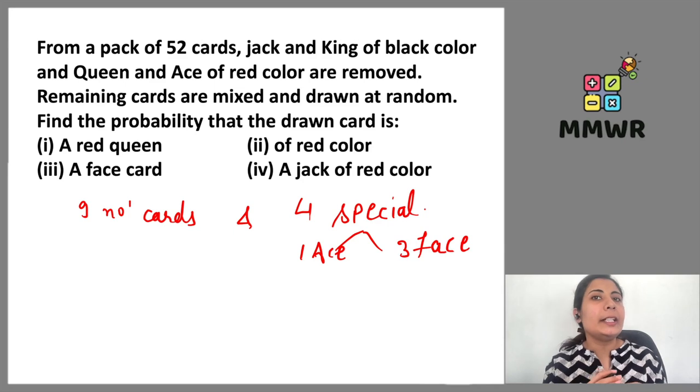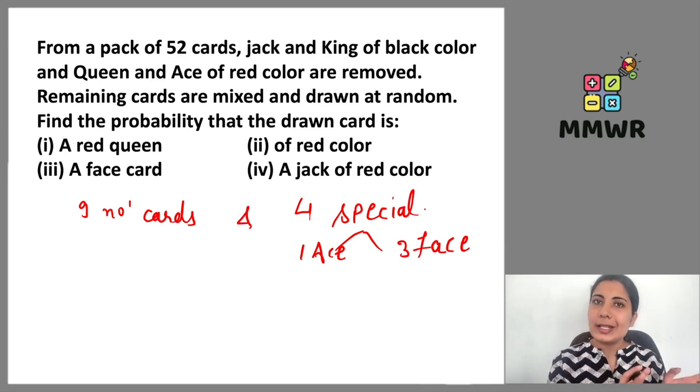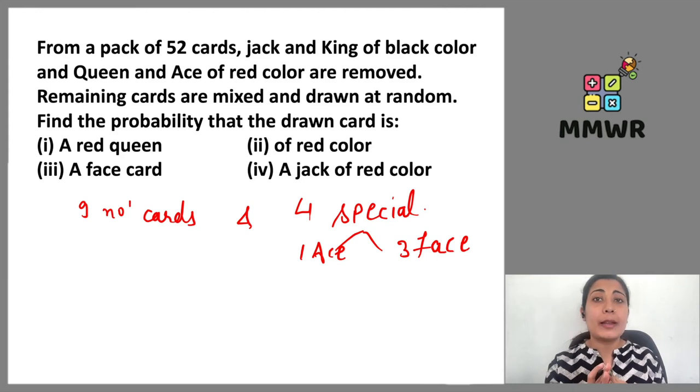So likewise, 13 types of cards are there in 4 different categories. 26 of them are red color, 26 of them are black color, and the 26 again are segregated into heart shape, diamond shape, spade, and club. So likewise we have all these.